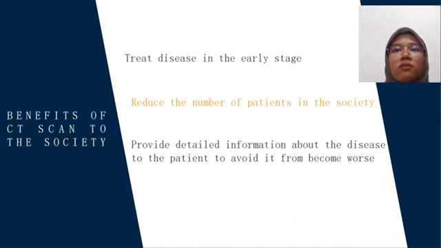The CT scan can provide detailed information about the disease to the patient by showing the location, size, shape, and extent of the abnormality. This can help the patient and the doctor to understand the severity of the disease, the possible complications, and the best treatment option. The CT scan can also help to detect any changes or progression of the disease over time and to evaluate the response to treatment.